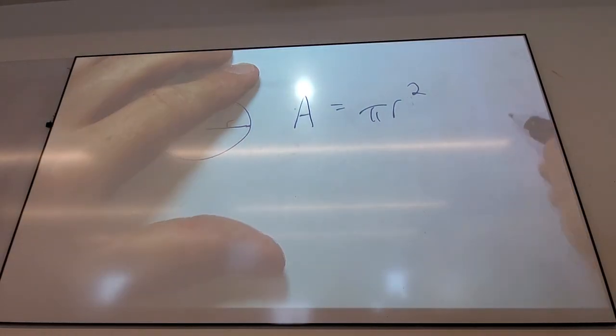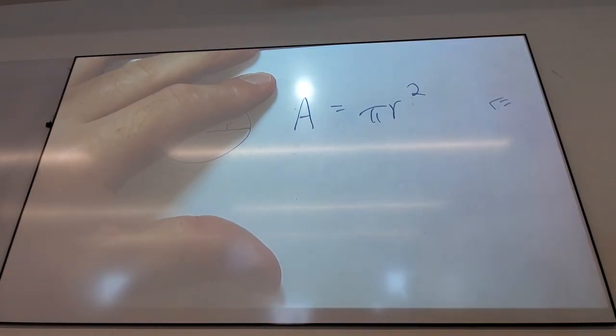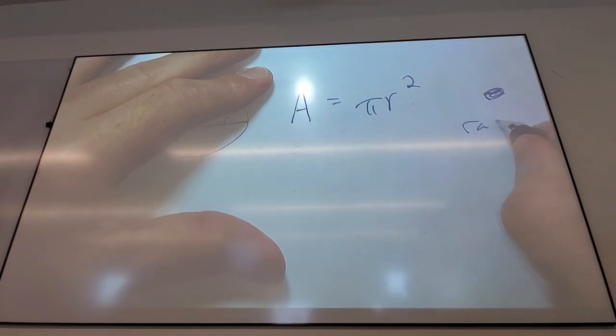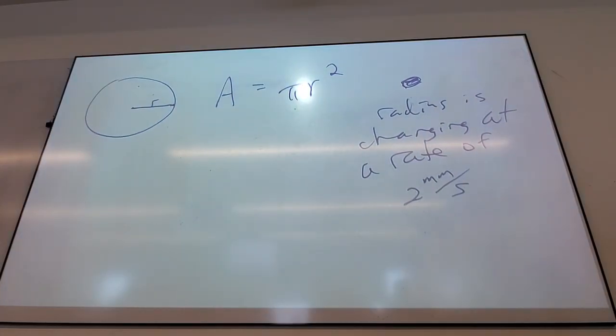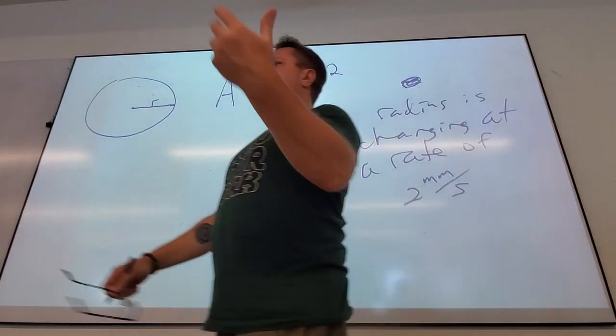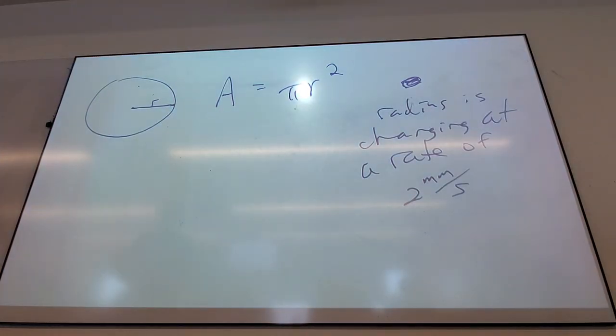What if I told you the radius is changing at a rate of 2 millimeters per second? I didn't just tell you the radius is something, I told you the radius is changing. What symbols could I use to describe that? I can't say r equals 2, because that would say that the radius is 2.